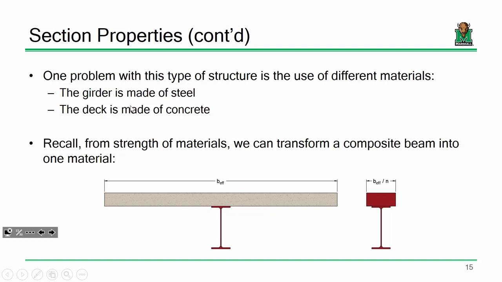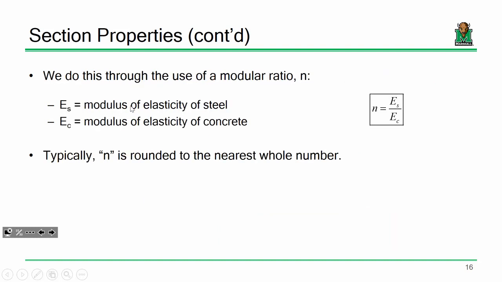So we transform it by dividing by n. n is the modular ratio. I'm sure you all have seen stuff like this before in concrete design, am I right? Okay, all right. So E sub s is the modulus of elasticity of steel, and E sub c is the modulus of elasticity of concrete.